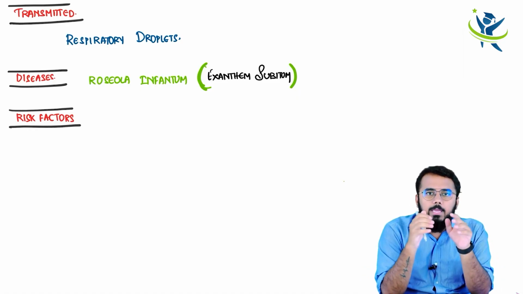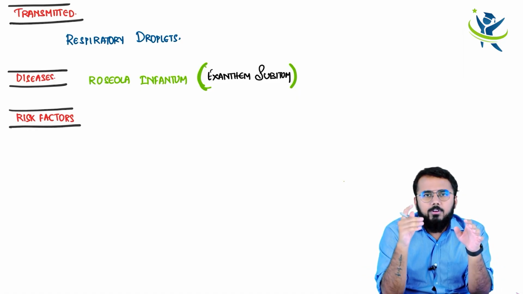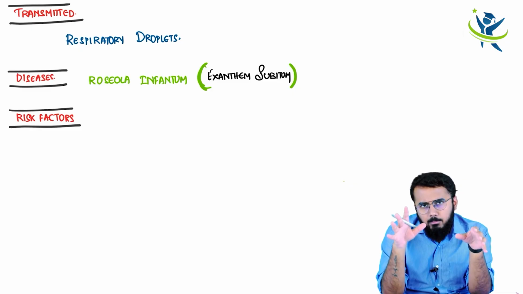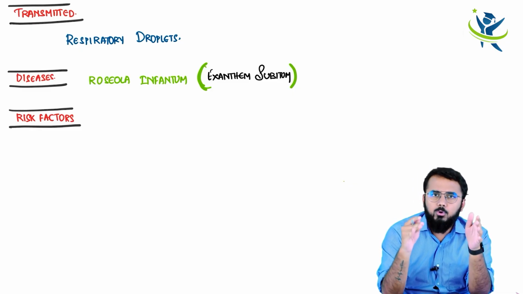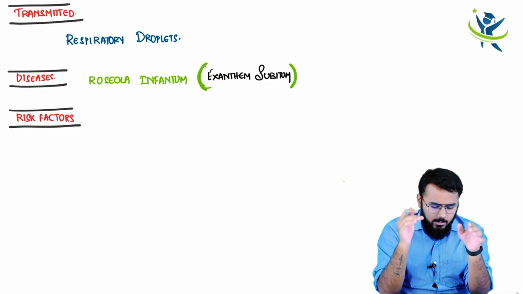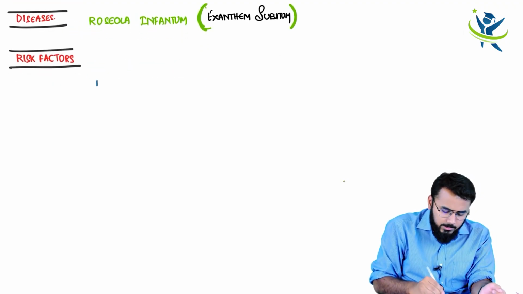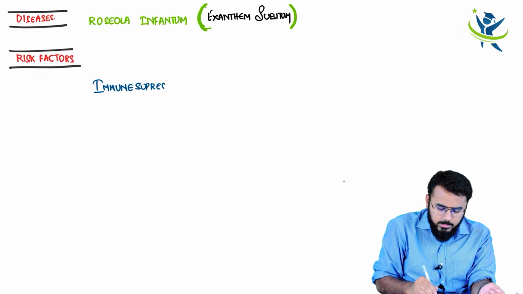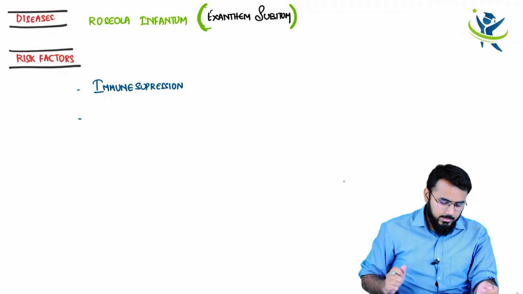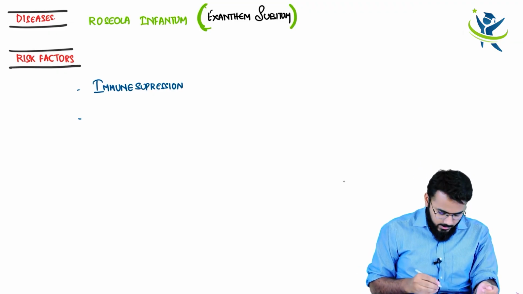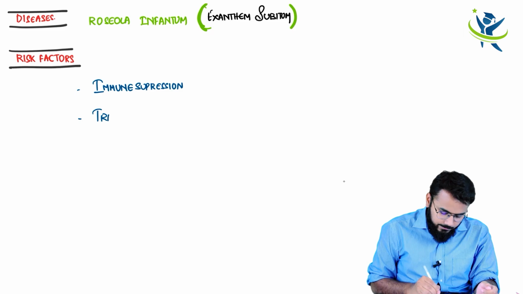I told you, for any disease it might be, the most important risk factor will be immunocompromised state. So the first risk factor will be immunocompromised state, that is immune suppression. The second important risk factor will be transplantation.